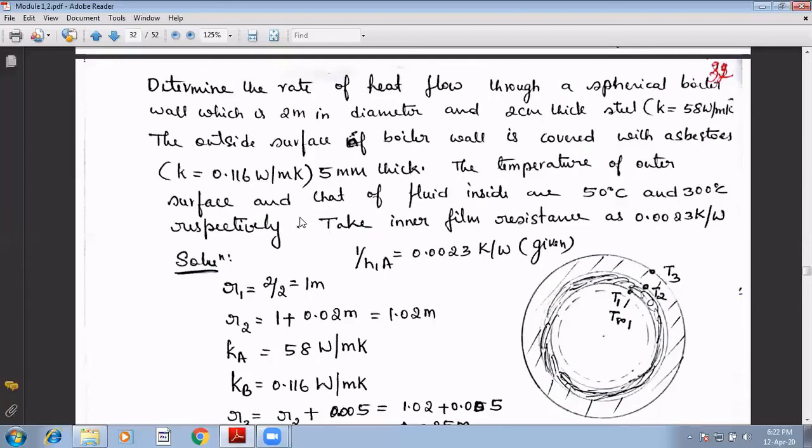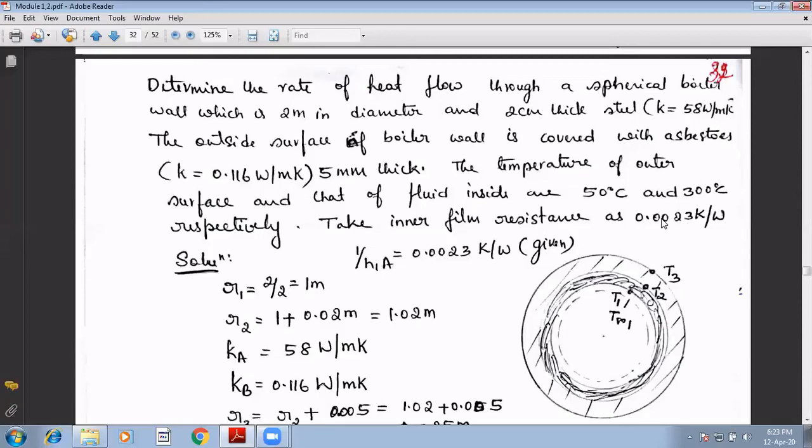The temperature of the outer surface and that of the fluid inside are 50 and 300 respectively. So outside this is 50 and inside this is 300. Take the inner film resistance as 0.0023 Kelvin per watt. So the resistance is directly given. We can consider it as one resistance.